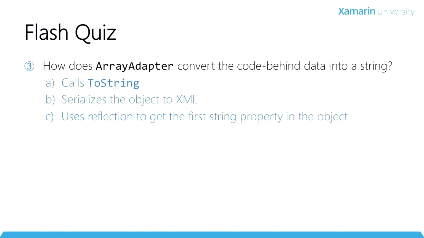Question 3. How does array adapter convert the code behind data into a string? Is it A. It calls the toString method. B. It serializes the object to XML. Or C. It uses reflection to get the first string property in an object.